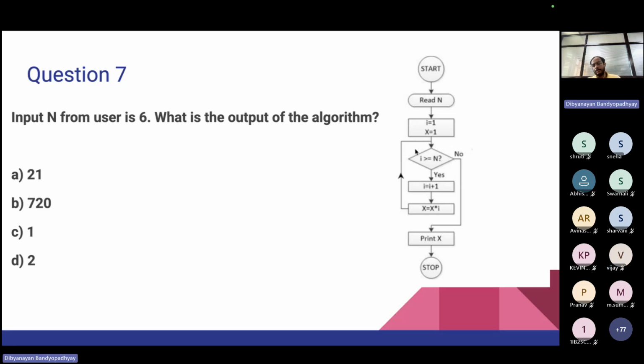It's absolutely correct. I was giving you one example when the value of n was 0 instead of 6. If it is 6, it will go to the no and it will print the value of x, which is 1. It is correct. I was just going through the example to see how to read the flowchart.